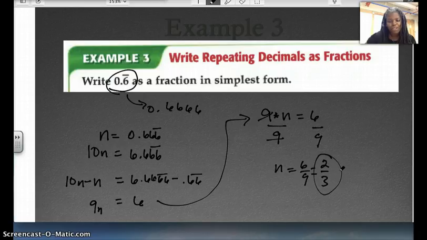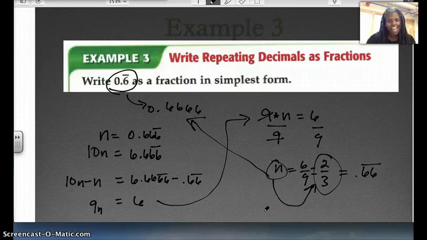And if you remember, 2/3 is certainly equal to 0.666 repeating. So n is what we started with as a decimal, and n is what we ended with as a fraction. All right? I hope that makes sense.